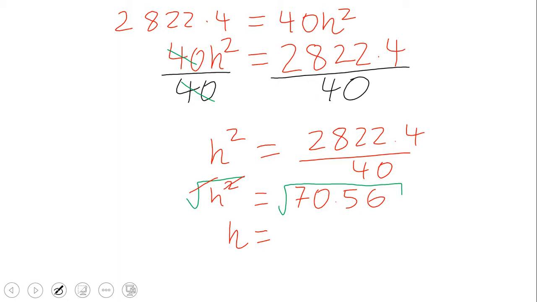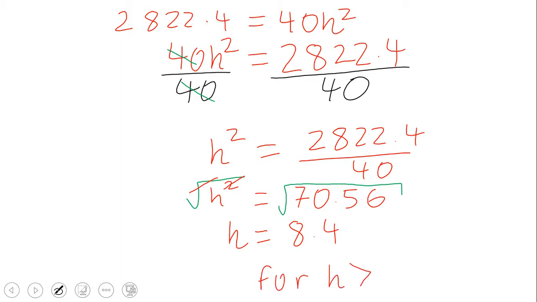What is the square root of 70.56? So let's use our calculator. The square root of 70.56. The calculator says that that's equal to 8.4.